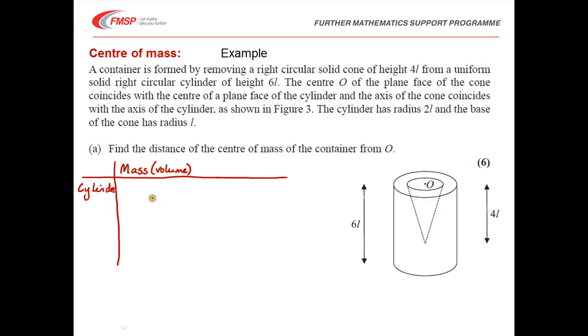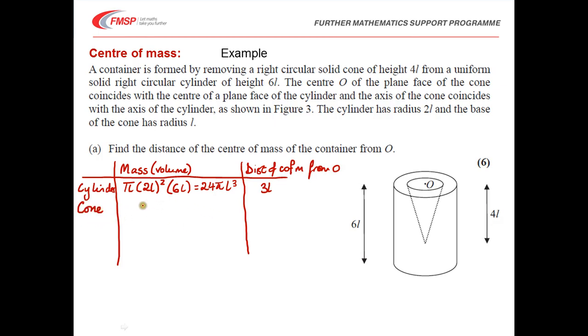So the cylinder has volume pi r squared h, and in this case that's going to be pi times the radius, which is 2L, squared, multiplied by the height, which is 6L, and we can simplify that down a bit to 24 pi L cubed. I'm also going to note that the distance of its centre of mass, C of M, from O, that's going to be given by 3L, half of the height of the cylinder, so by symmetry. Next I'm going to do this for the cone.